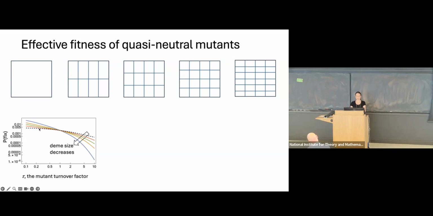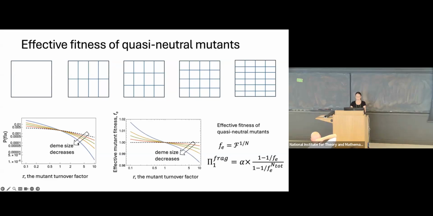So start from the dashed line. As the gene size decreases, we go from here to here. If your mutants are fast, the probability of fixation decreases. Whoop. And if your mutants are slow, it increases. And you can measure gene fitness in this way. So gene fitness decreases or increases for slow mutants as you increase the degree of fragmentation.